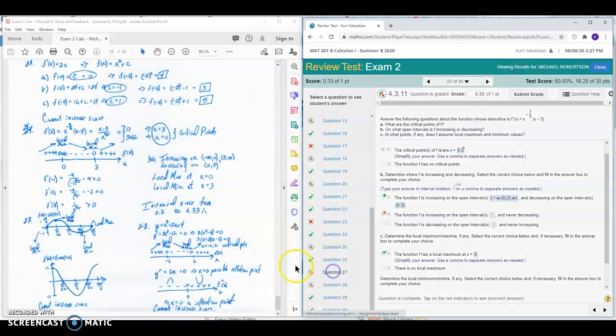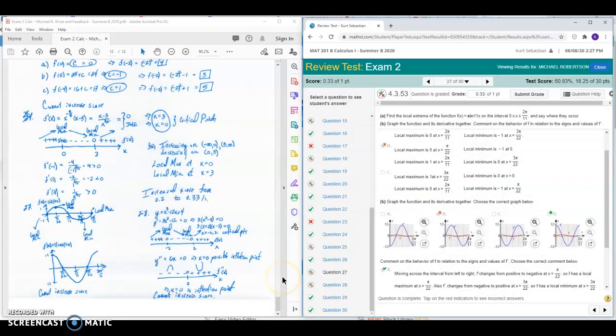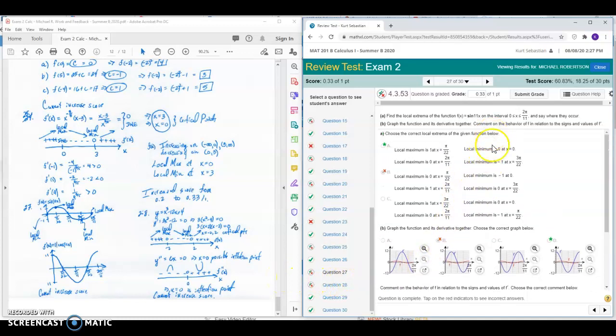26 is already correct. 27. All right, 27. We're looking at the function sine of 11x, and they tell you the interval from 0 to 2 pi over 11. So here's where you need to understand.